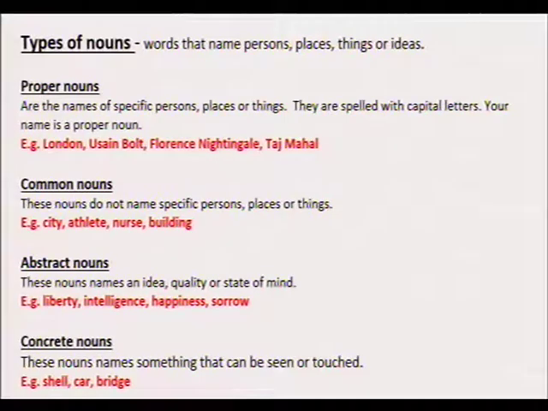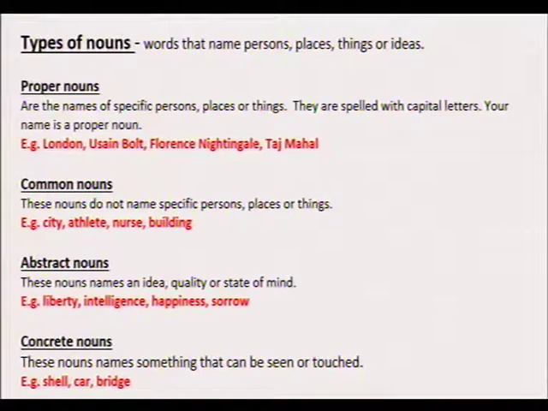Then when we get to parts of speech, and one of the parts of speech is nouns, there are different types of nouns. You need to know them, you need to be able to identify them, you need to be able to give examples of the different types. Just to establish what nouns are, they are words that name persons, places, things, or ideas.